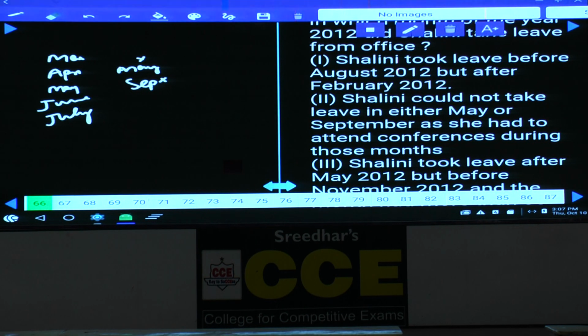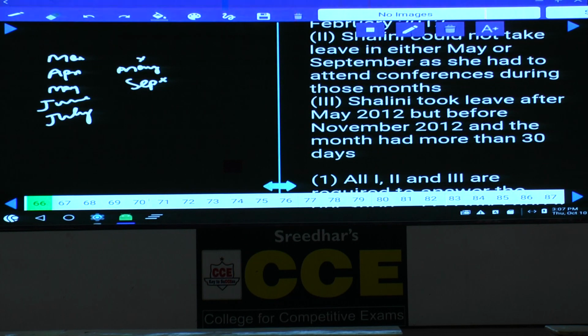Then if you combine 1 and 3, what is there in the third one? Shalini took leave after May but before November, so it could be June, July, August, September, October. Hence these are the 5 months we have. And the month had more than 30 days. More than 30 days means June and September are ruled out, leaving July, August and October.